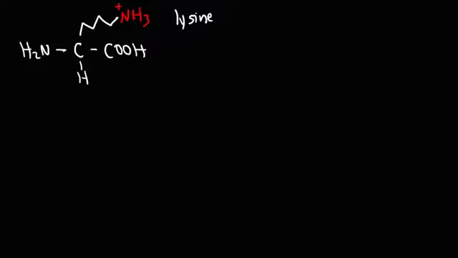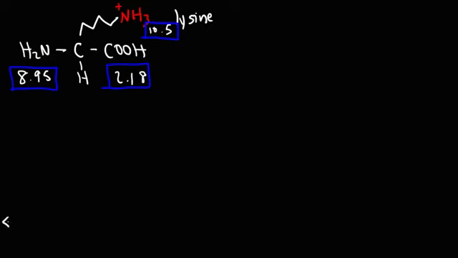Now, the pKa values for lysine are 2.18 for the carboxylic acid functional group, 8.95 for the amino group, and 10.5 for the amine on the side chain on the R group. So using these 3 values, go ahead and calculate the isoelectric point of the Zwitterion for this amino acid. Feel free to pause the video and work on it.